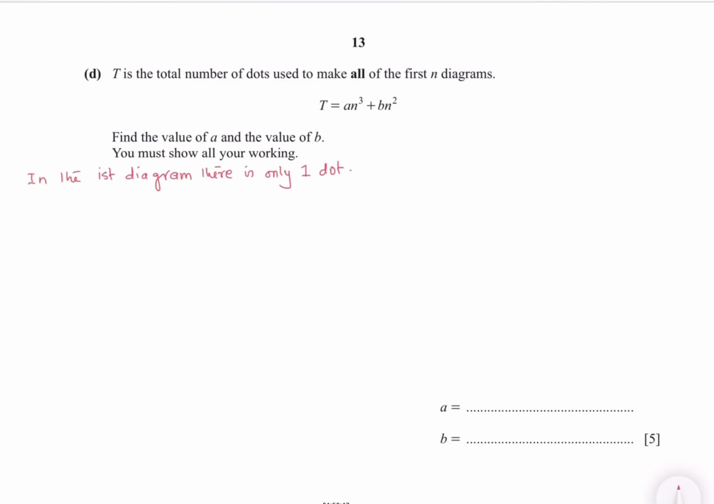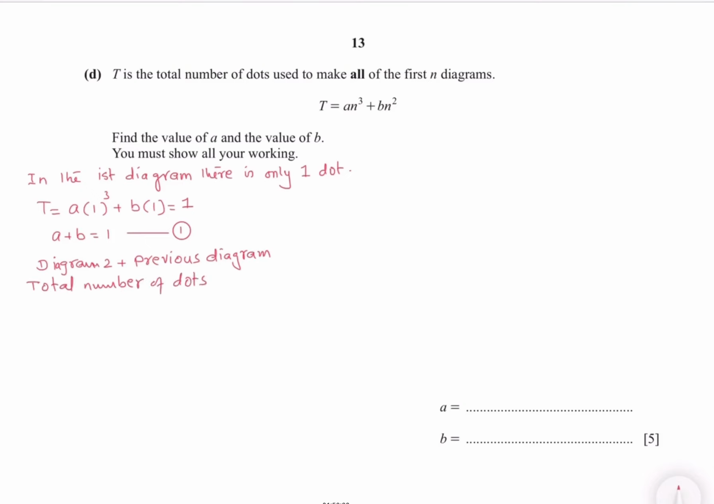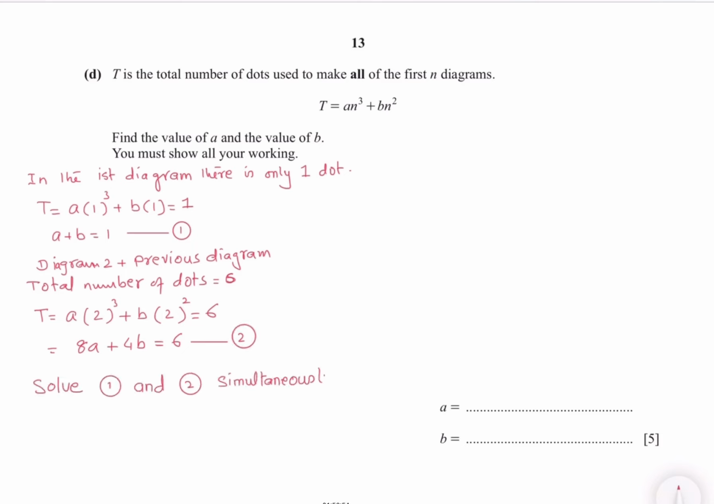In the first diagram there is only one dot, so T equals a times 1 to the power 3 plus b times 1 squared equals 1. So this is a plus b equals 1. This is your first equation. And diagram 2 plus the previous diagram, the total number of dots is 6. So a times 2 to the power 3 plus b times 2 to the power 2 is equal to 6. Now simplify it. Solve 1 and 2 simultaneously.